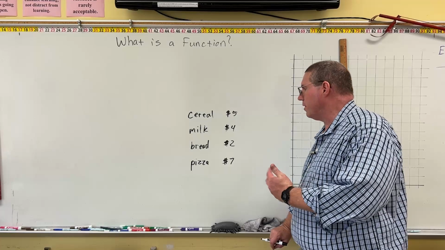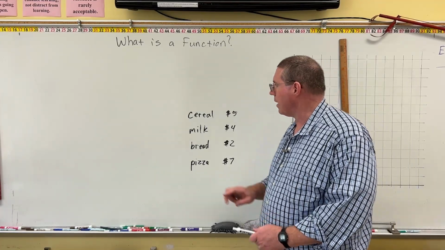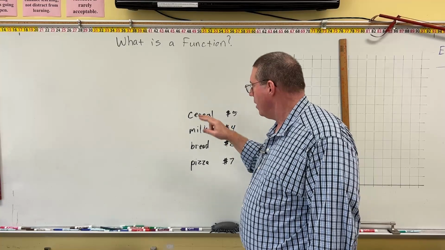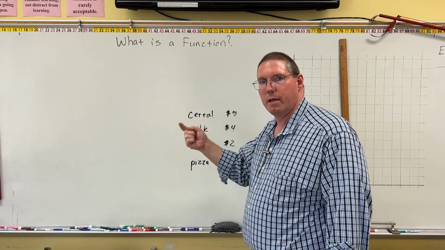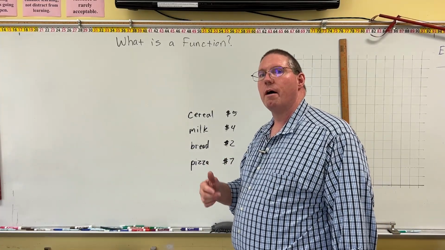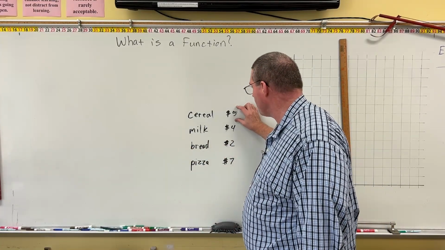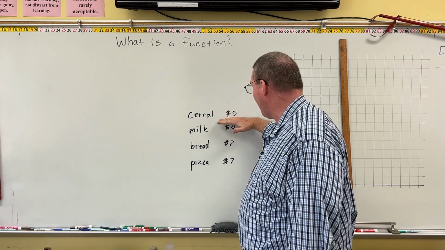And then you bring these items up to the cash register, and they scan each one of these items. You know the little barcode? They scan the item, and what they're doing is inputting this item into the register that you're purchasing. And then what comes out is how much money you have to spend to buy it. So what we have is the input, and then we have the output.